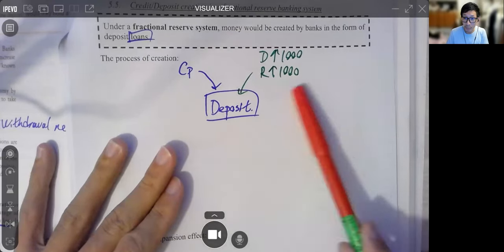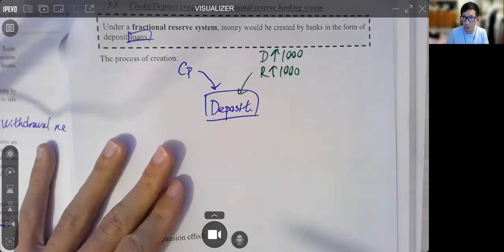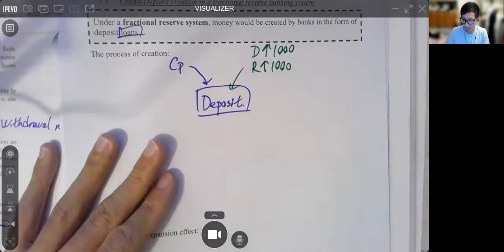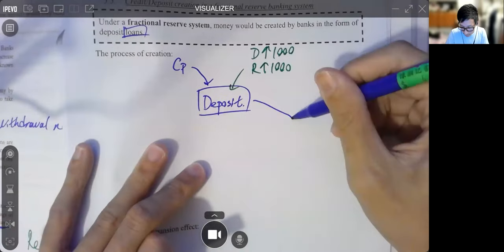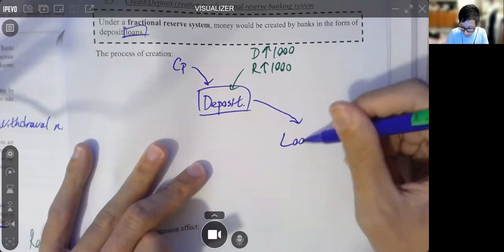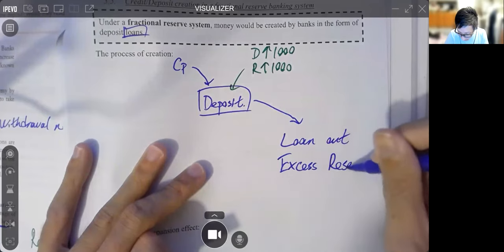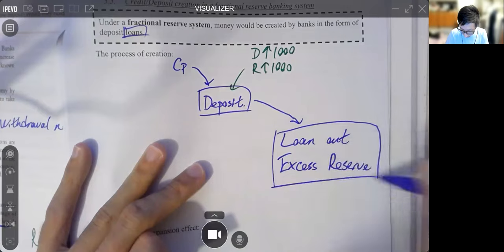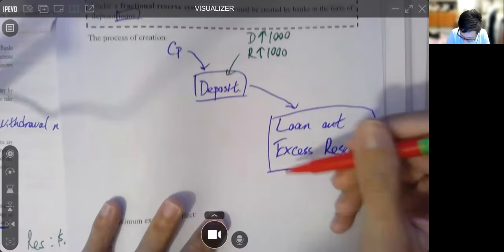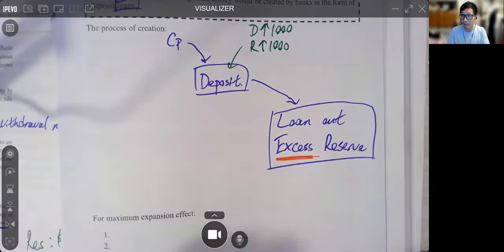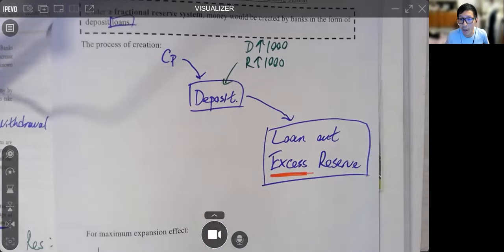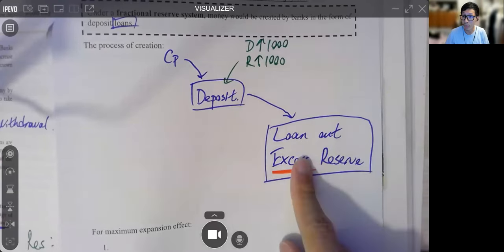Okay, you see, right? This is no good. Banks would want to lend out part of the reserve. Which part can they loan out, boys? Here, they would loan out which part? Excess reserve. Be careful, it is excess reserve, not reserve, not just any reserve. They loan out the part of excess reserve. The money that sticks out, they loan out, okay? They will loan out the excess reserve as loan, of course, right?